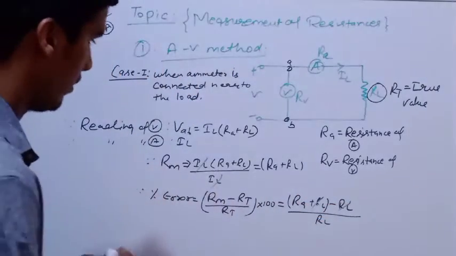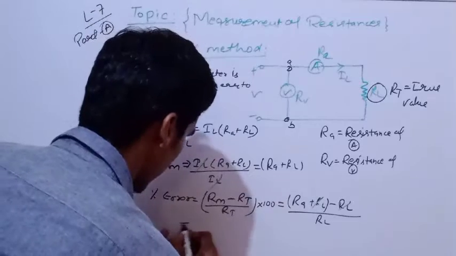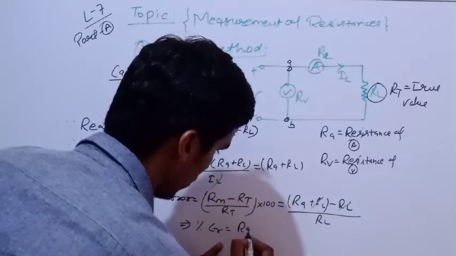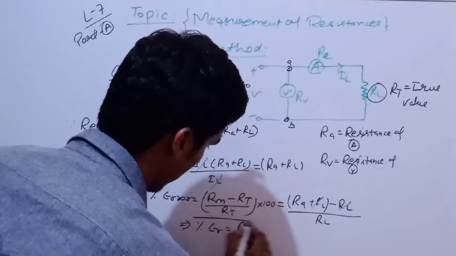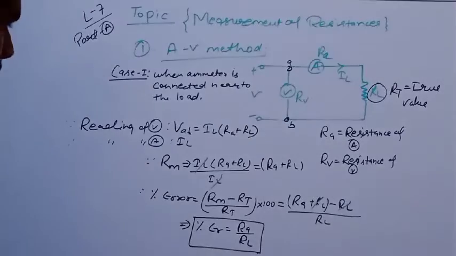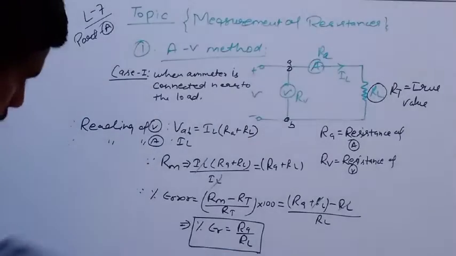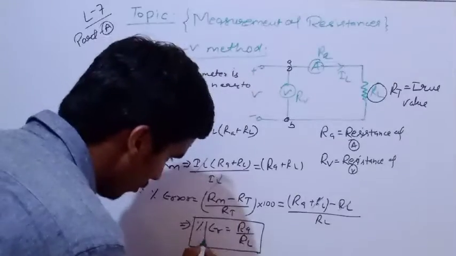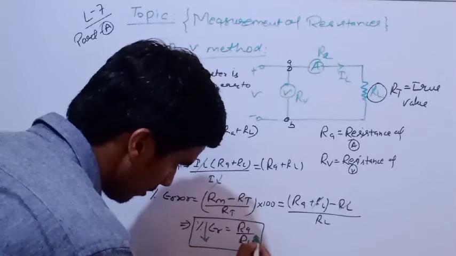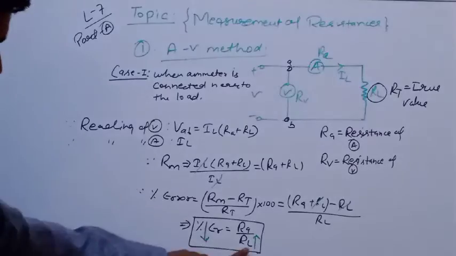So what you will get now? Percentage error will be equivalent to RA upon RL. This will be the case. So if you want low error, then the RL value should be high.